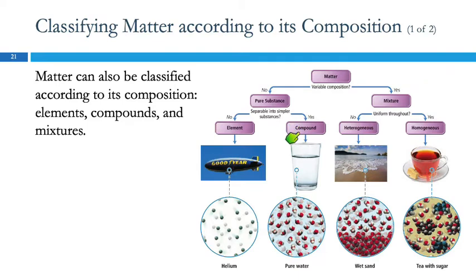So the compound is going to contain two or more types of elements, and an element is just a single type of atom. So an example is helium gas. Helium gas, like used in the Goodyear blimp, just has helium atoms. They're not connected to each other or to other atoms. They're just individual helium atoms, and you can't separate those.